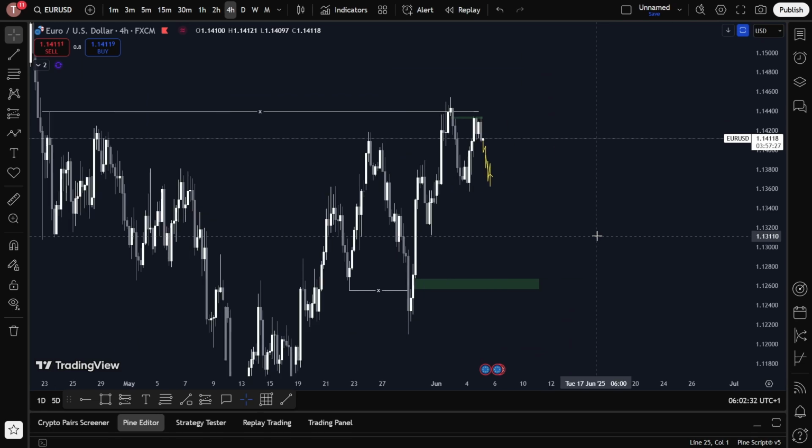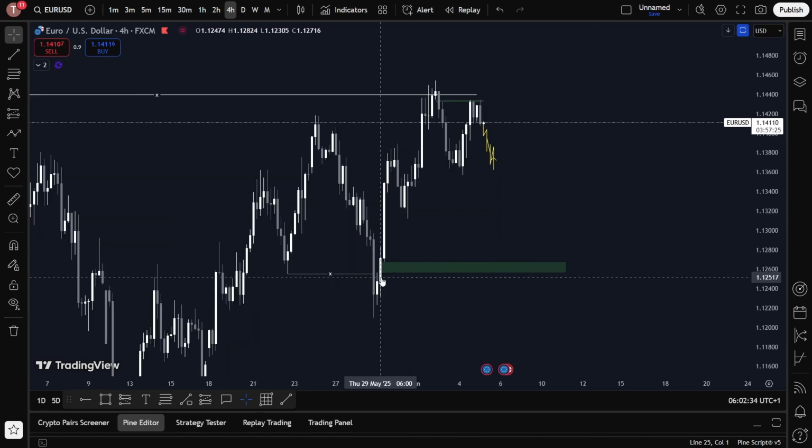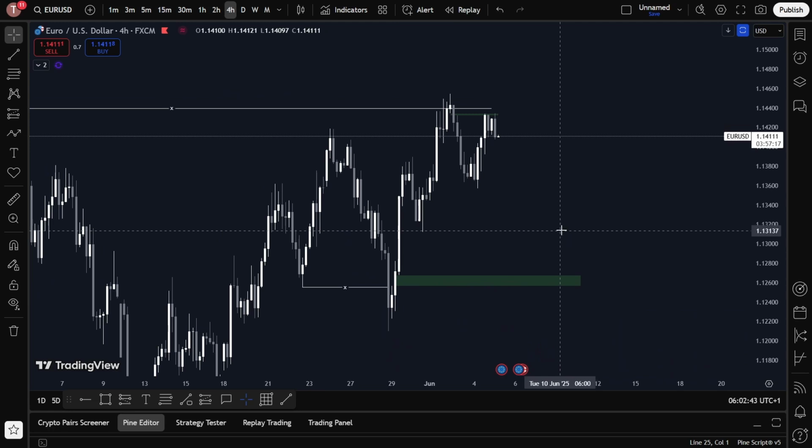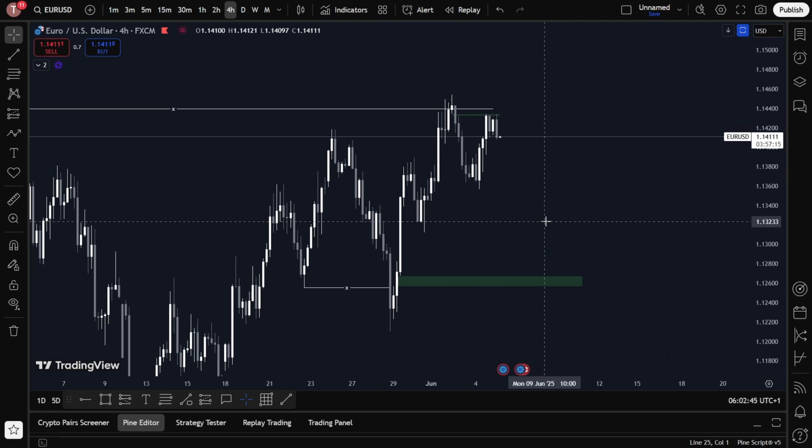Apart from that, we are having this extreme POI left in the market, which is unmitigated, and also with respect to the order flow. So this will be the area from where I would like to see the price move to the higher side. So this is pretty much it.